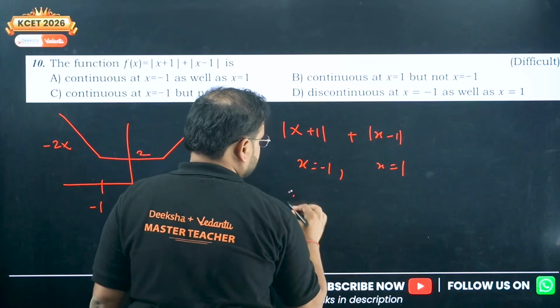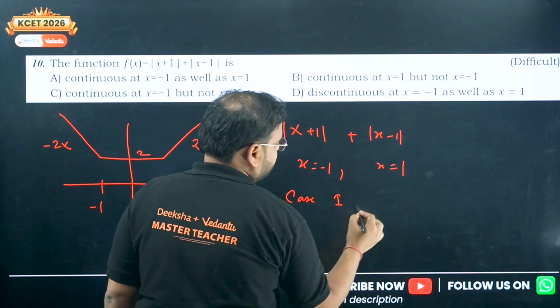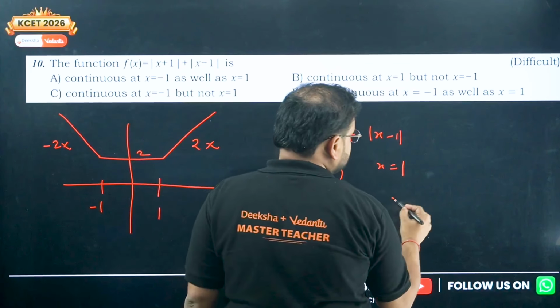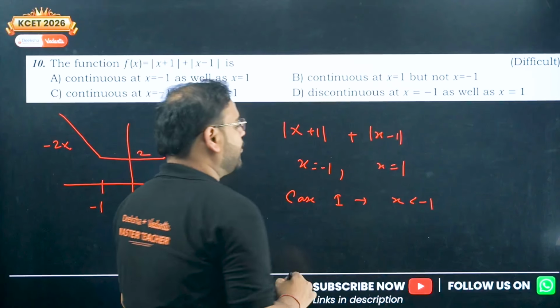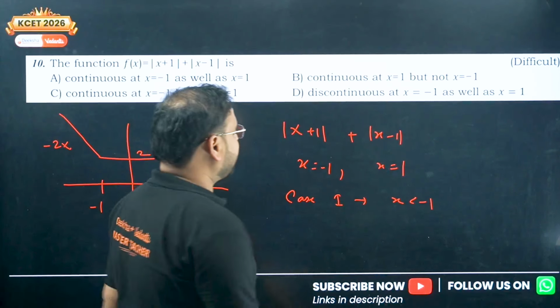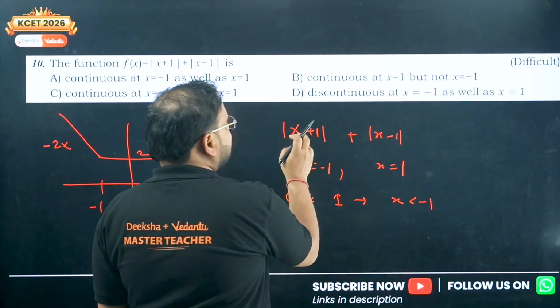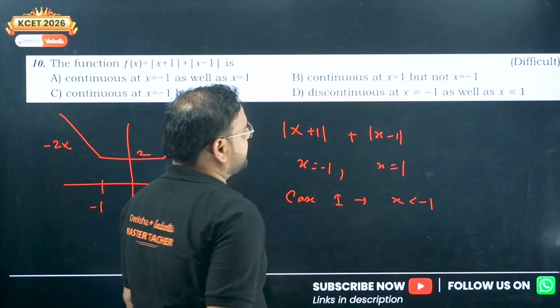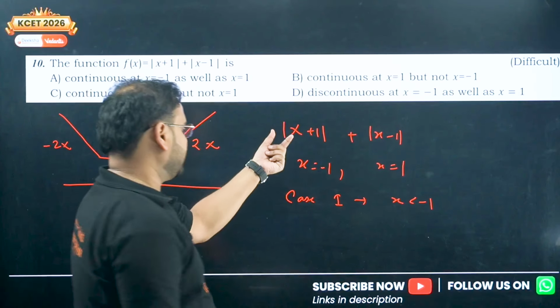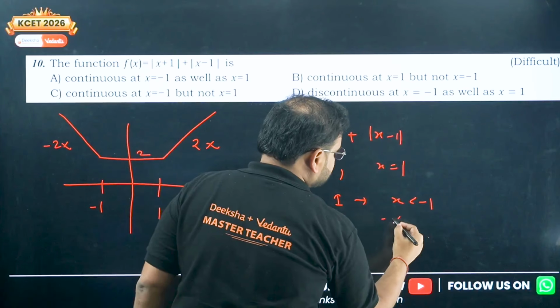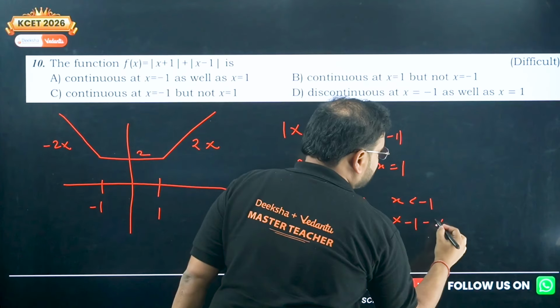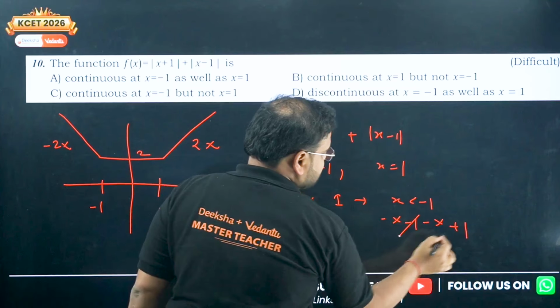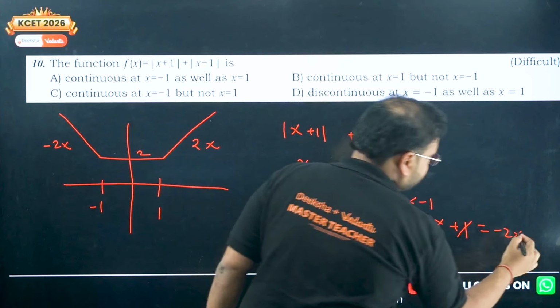Check here, case 1, when x is less than minus 1. Both will be negative. So you'll get this function as minus x minus 1 and over here minus x plus 1. So 1 and 1 cancel. You have only minus 2x left.